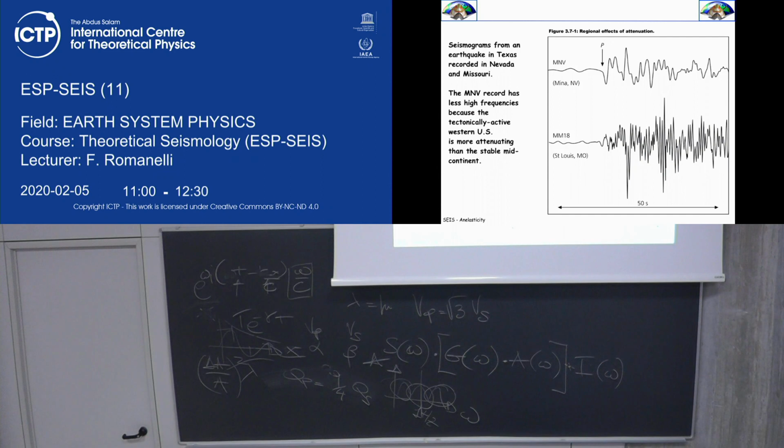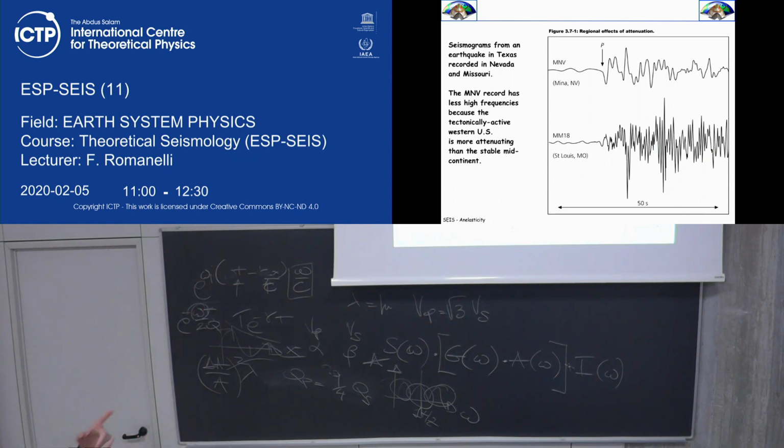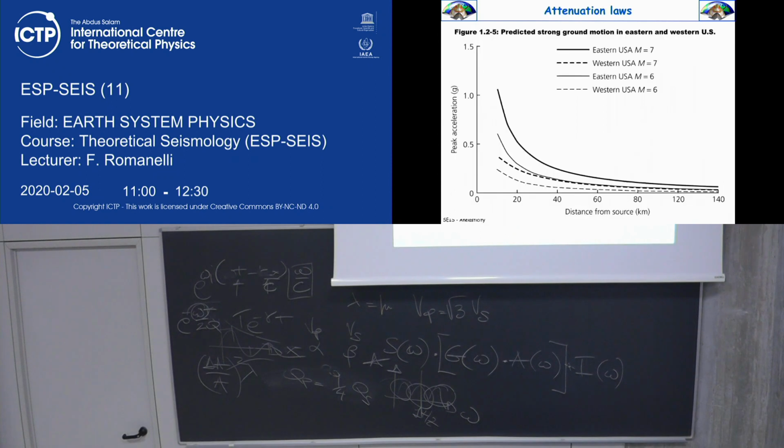And high frequencies are more affected than longer ones by attenuation. Remember, e to the minus, the inelastic operator, with omega. So you see that high frequencies are absorbed more in places where Q is lower. That's nice, and you can do tomography with this. But you can also think in terms of what we're going to see in a couple of slides, an attenuation law.